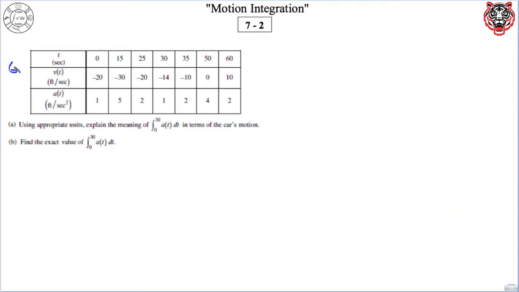And on to number 6. So in this one, for part A, we're explaining this. Okay, it's a little bit different now. It's not velocity, it's acceleration. So integral from 0 to 30 of acceleration with respect to time, dt.